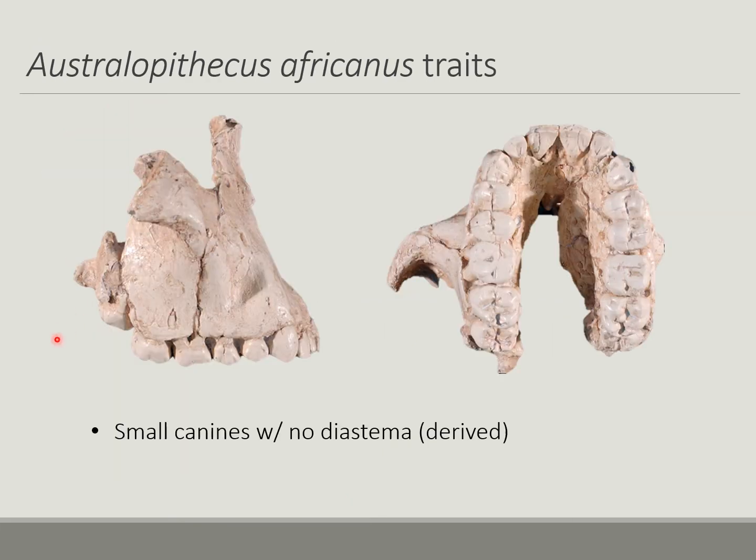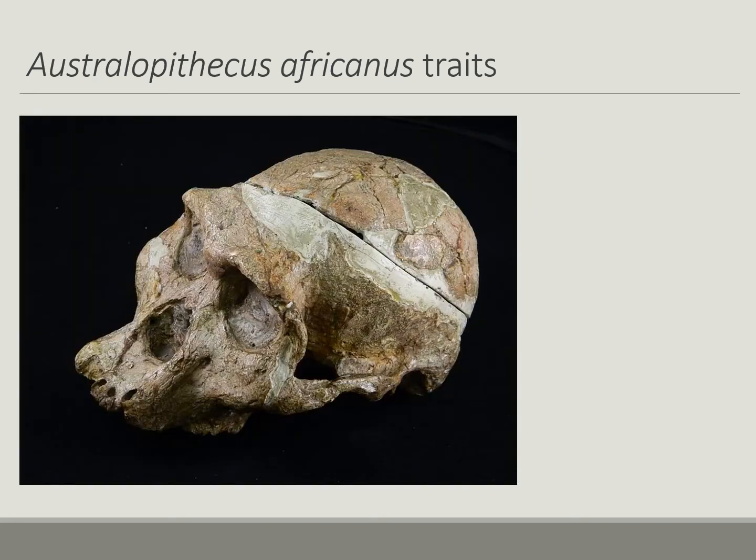If we look at the teeth, africanus had small canines with no diastema. This is derived even more so than afarensis. But it still had a U-shaped dental arcade, parallel cheek teeth rows. This is a primitive ape-like trait. Also, africanus has what are known as anterior pillars, so these raised pillars of bone that line each side of the nasal cavity. That's unique to africanus. What purpose does it serve? That's still an open question.